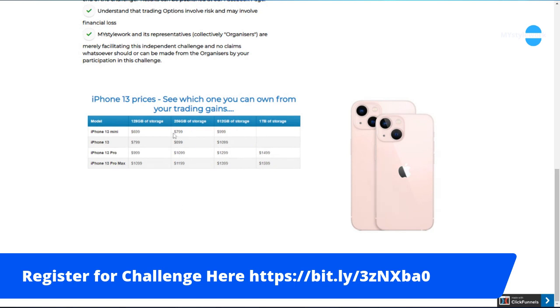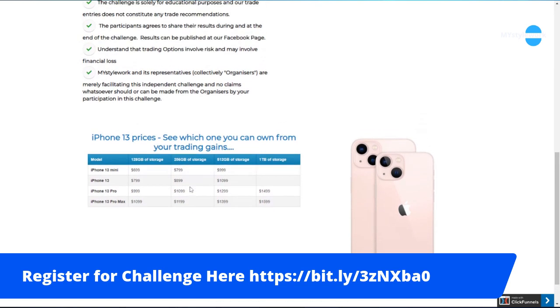And if you don't have enough storage, you can just subscribe to iCloud and pay maybe $12 or $13 a month for another 200 gigabytes of space. So going for the 128 or 256 would be good enough. And then you subscribe to iCloud for additional storage.